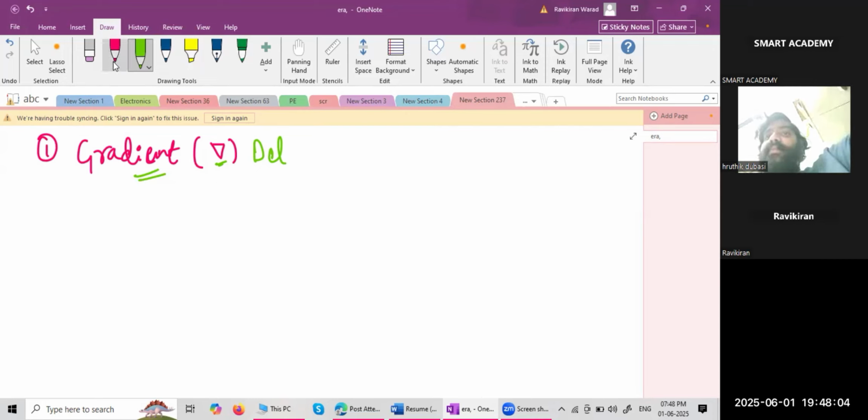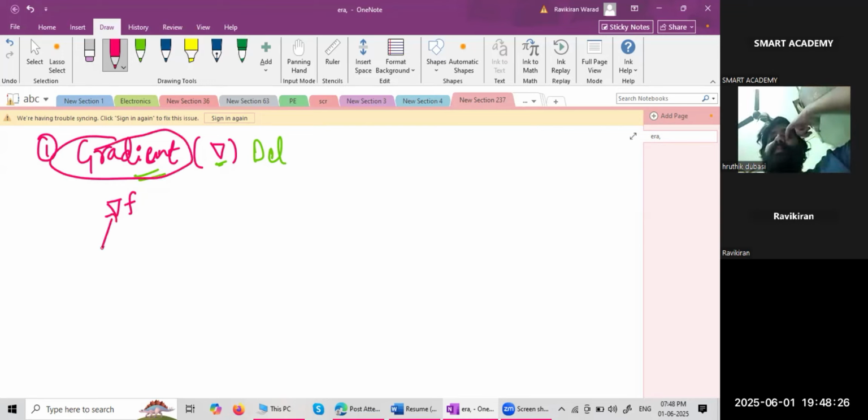Is it clear what I'm saying? Yes, it is clear. If I write del F like this, how do you read it? You can read it in two ways: as del F, or as gradient F. Del means gradient. Instead of calling this del, I can call it gradient F. You should know exactly what del means: gradient. Any confusion?